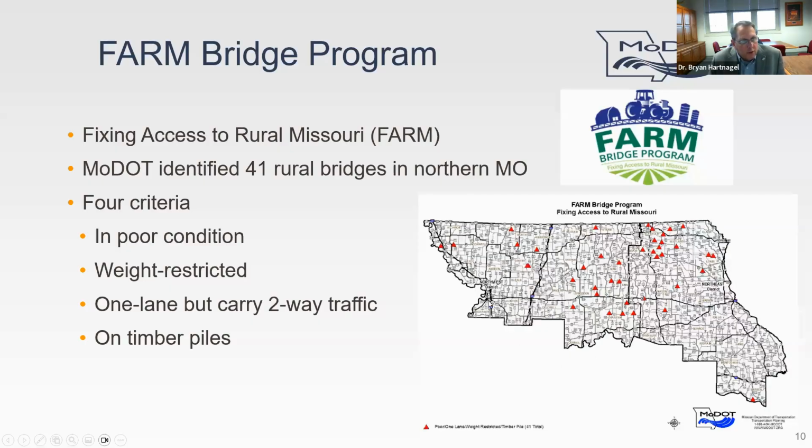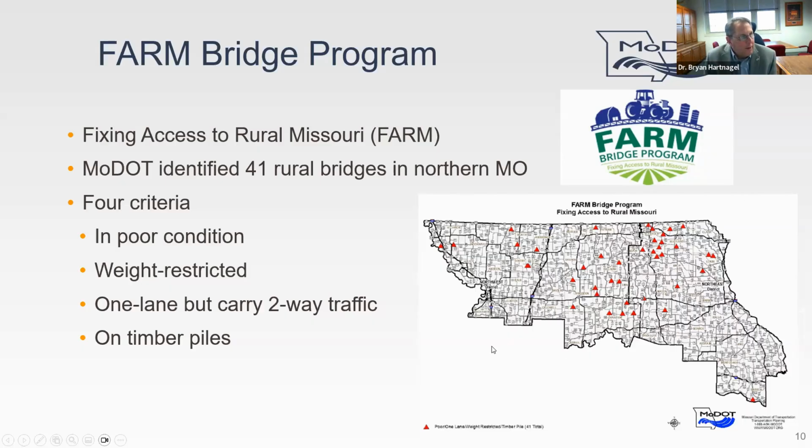It includes St. Joseph and a lot of rural area. The Northeast District is here. It includes Hannibal and a lot of rural area. And so the 41 bridges are identified. And so what criteria did we use to select these bridges? There's one down here in Warren County. Most of them are up here.